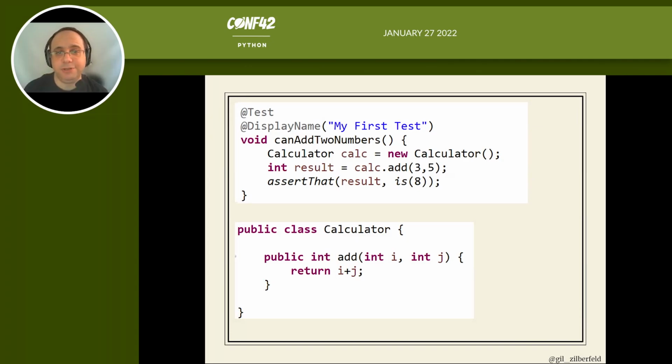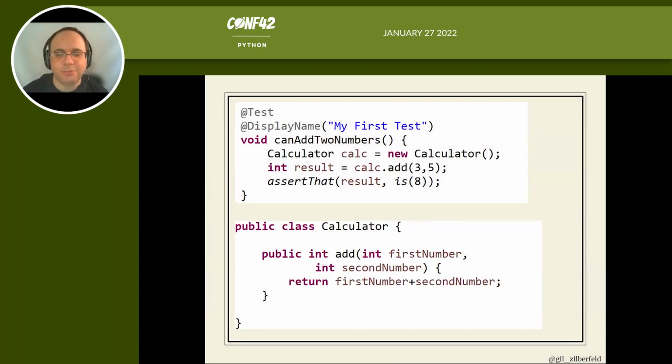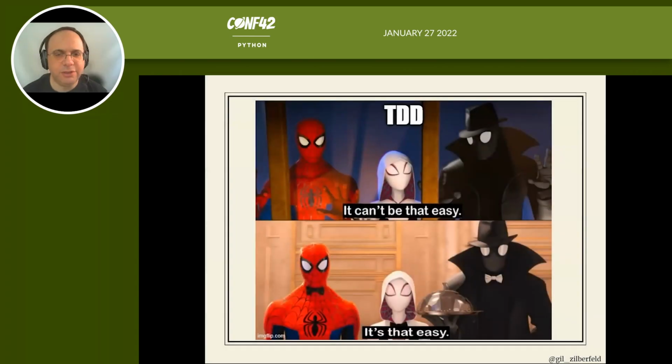And I have two parameters, i and j. And this works. I can make it a bit more readable, and I can transform i and j to something a bit more readable, which is first number, second number. And this is a refactoring bit. And I can do this over and over again. And it sounds like, could it be that easy? It could be. It usually is, unless we're talking about legacy code.